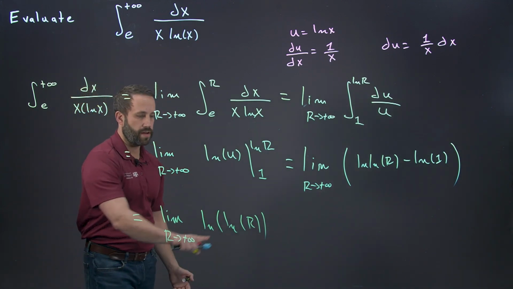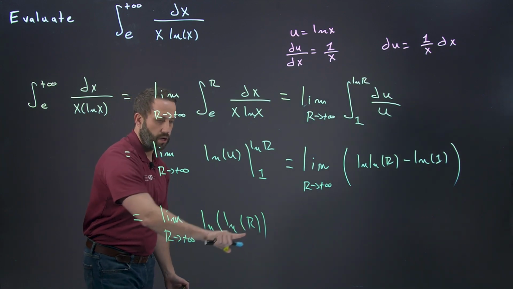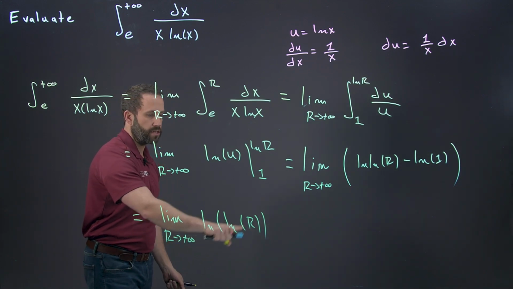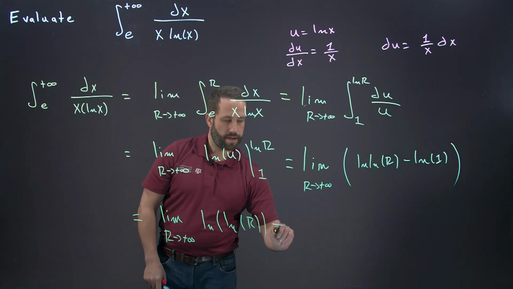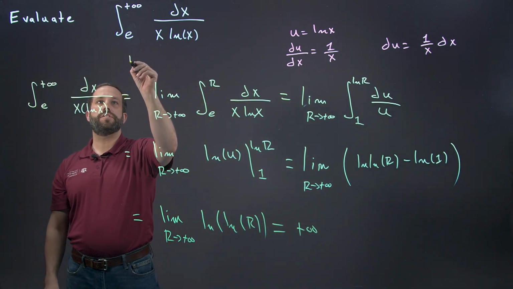Okay, so let's think what's happening here. As r goes to infinity, the natural log of r goes to infinity. As the natural log of r goes to infinity, the natural log of the natural log of r goes to infinity. So this is equal to positive infinity, so we would say this diverges.